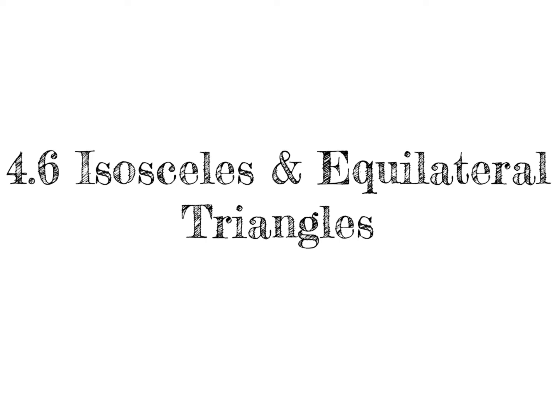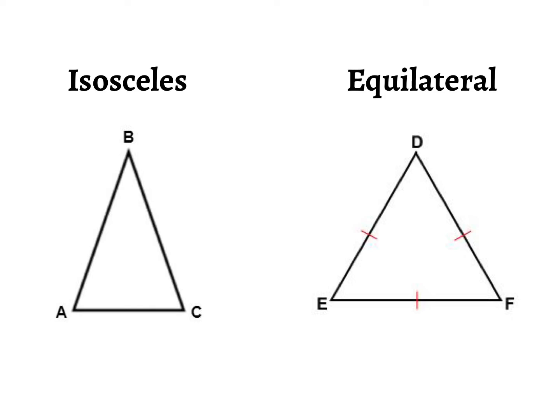Let's begin. Okay, so let's define these two triangles. We spoke about this in one of the first videos, the different types of triangles. An isosceles triangle is a triangle that has two congruent sides. These two sides, we call them the legs of a triangle.